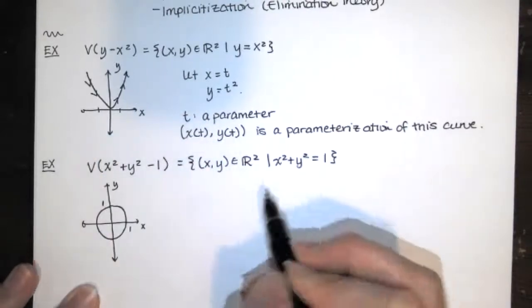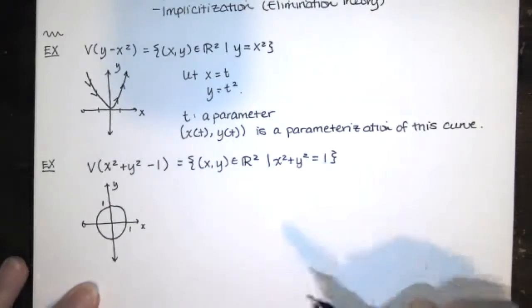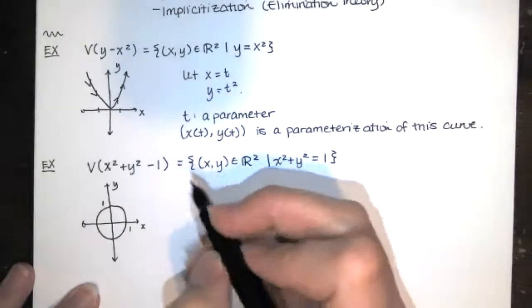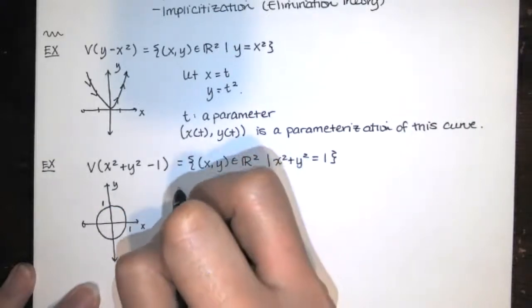So we have that there. So one way of representing this variety is just to state x squared plus y squared equals 1. Another way is to come up with a parameterization of this. Here's our first parameterization.